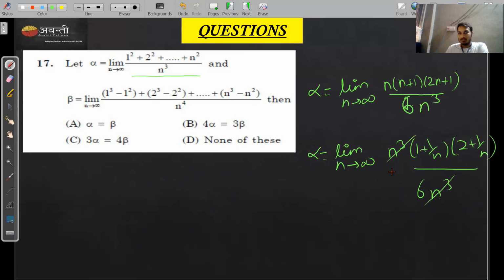This and this cancel out. Now put n equal to infinity, so alpha becomes 1 by 3, right? So this is the value of alpha. Now beta is also straightforward.